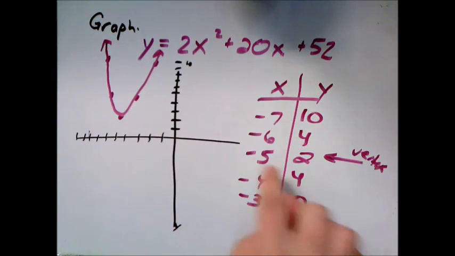So main thing is find the vertex first so that you can be sure you're doing 2 points on each side of the vertex.